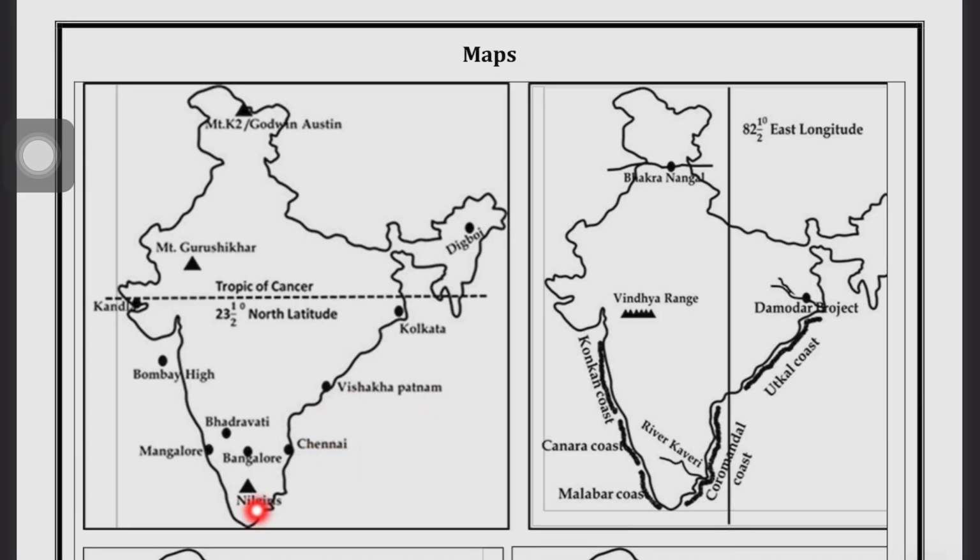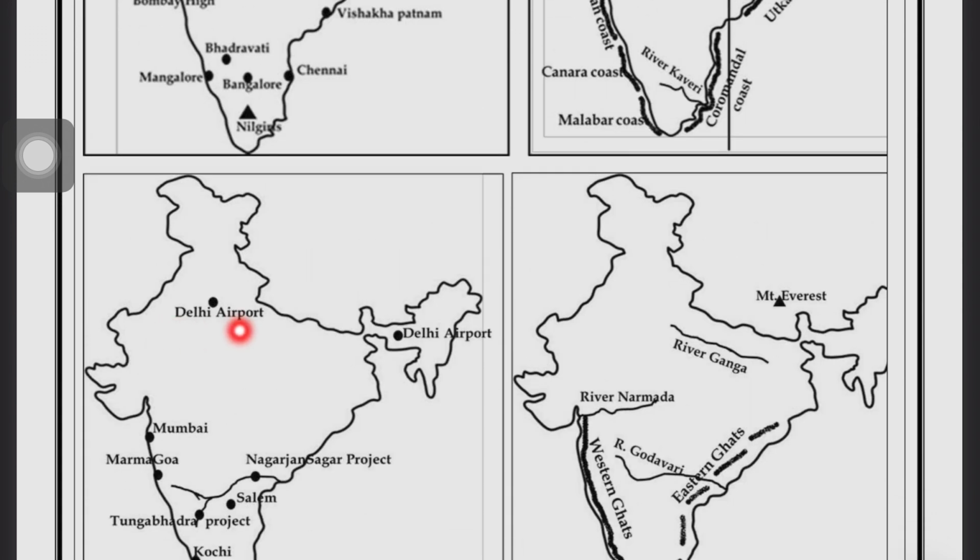Kolkata, Visakhapatnam, Chennai, Nilgiris, Bangalore, Mangalore, Bhadravati, and Bombay High. Here it is the 82.5-degree east longitude, Bhakra Nangal, the Vindhya range, the Damodar project, Utkal coast, Coromandel coast, river Kaveri, the Malabar coast, Canara coast, and the Konkan coast. Coming to the airports and projects, Delhi airport, Nagarjuna Sagar project, Tungabhadra project, Kochi, Kanyakumari, Indira Point, Goa, and Mumbai.